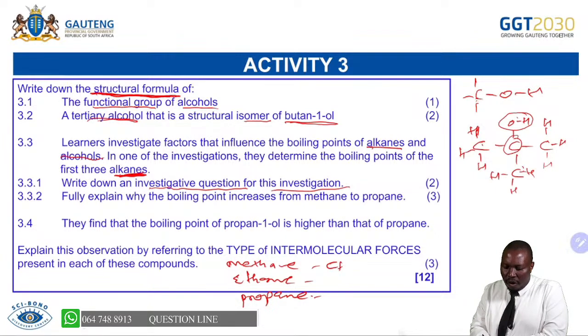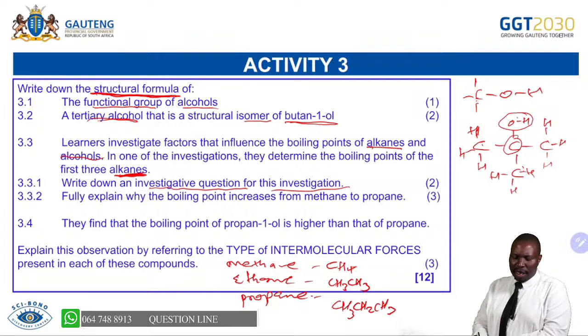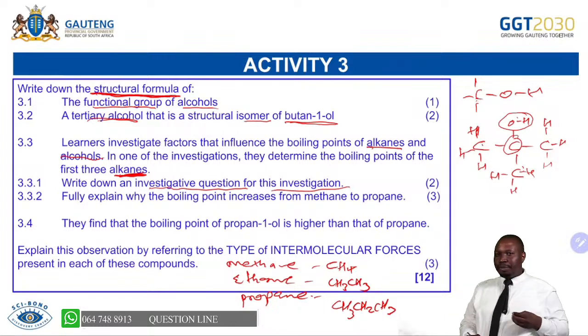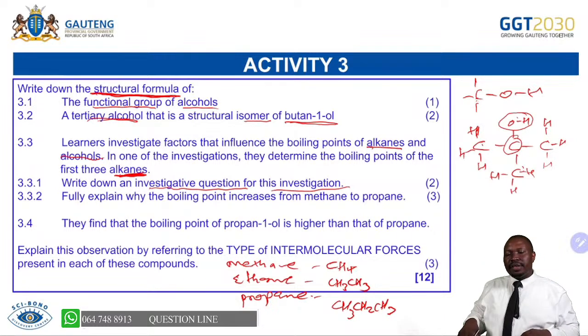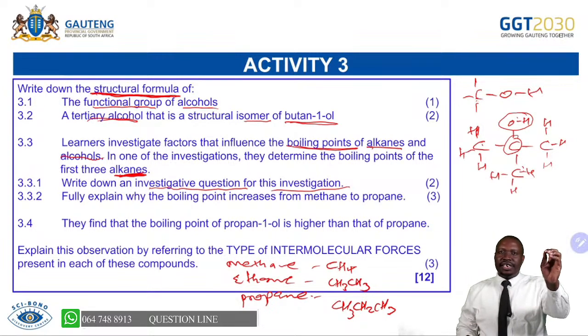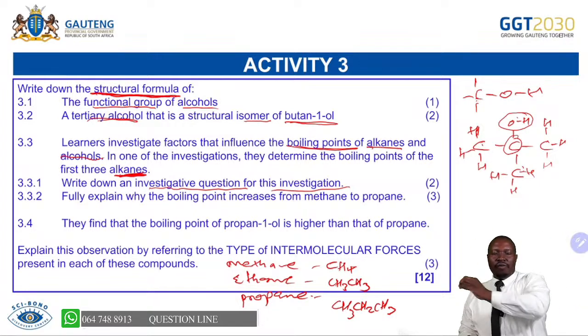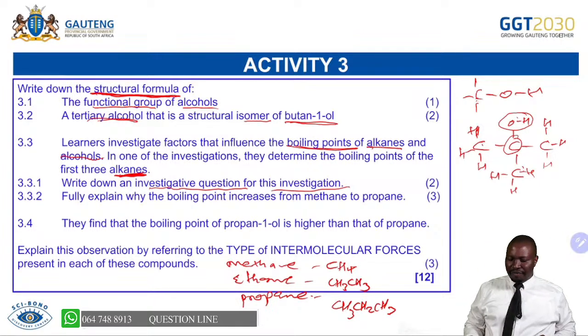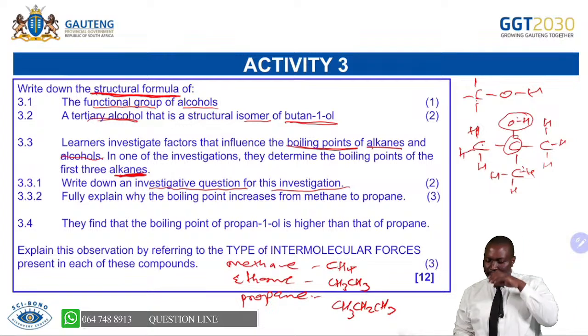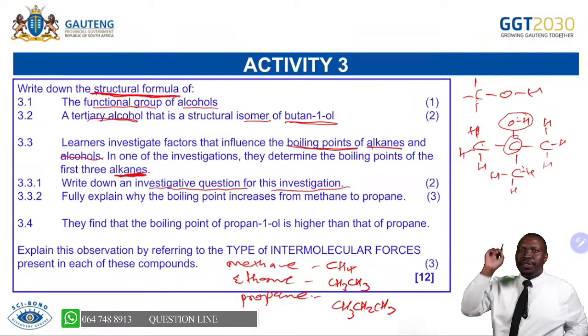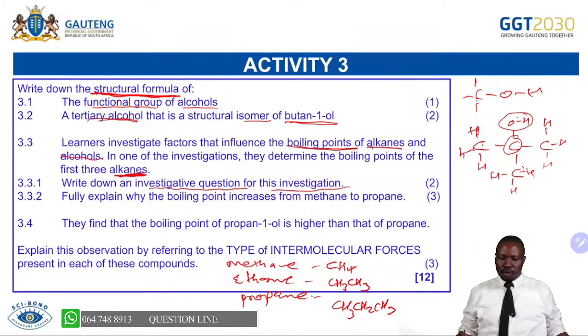Remember, this is CH4. This is CH3, CH3. This is CH3, CH2, CH3. So you can see the chain length is increasing. Oh, yes, so that is our independent variable. What is the effect of chain length on what? They are measuring what? Boiling points, on the boiling point. Or you'll say, what is the relationship between the chain length of the first three alkanes and boiling point? Your question must end with a question mark. And then you got your 2 marks there.